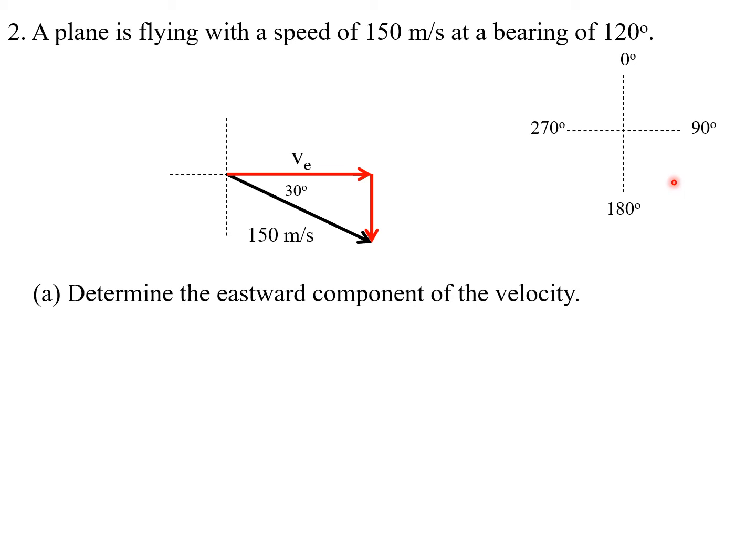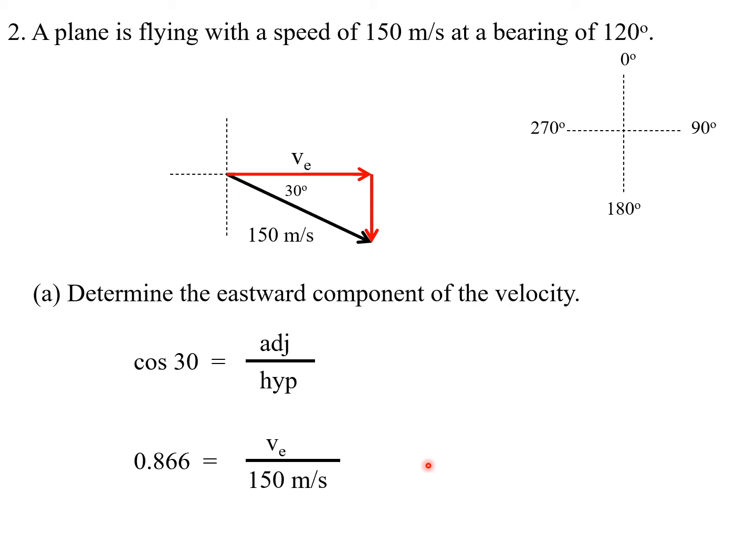Ships, submarines, planes, they operate on this system, okay? All right, anyway, so we want the eastward component of the velocity. Now we have a hypotenuse of 150, and the v sub e, the eastward component, is the adjacent side. Adjacent and hypotenuse are related once again by the cosine function. So the cosine of 30 is adjacent over hypotenuse, the v sub e over 150.